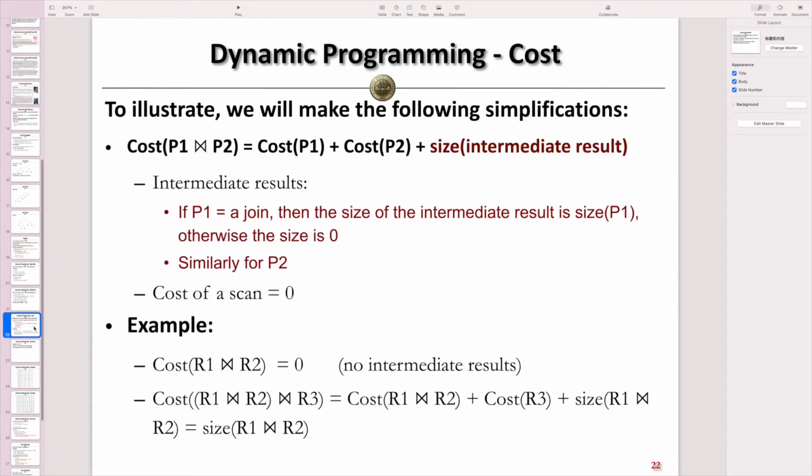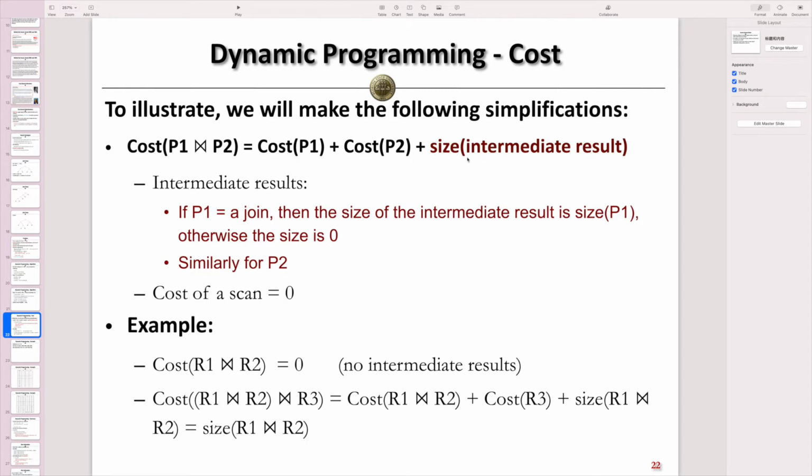We can define this term according to the following pages, and to illustrate it, we can use a simplification. When computing the cost for the join of two plans, if we have two plans P1 and P2, they are actually the subqueries we can get, which cover a subset of the relations we mentioned before. We want to calculate the cost for P1 joins P2. P1 and P2 are the subplans. We define the cost to be equal to the cost of P1 plus the cost of P2 plus the cost for the intermediate results, which equals the size of the intermediate results.